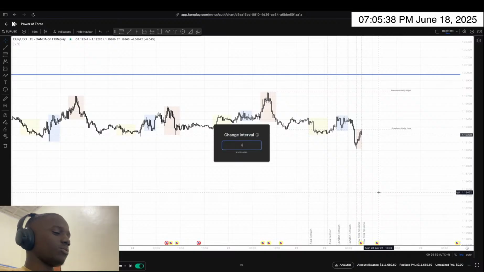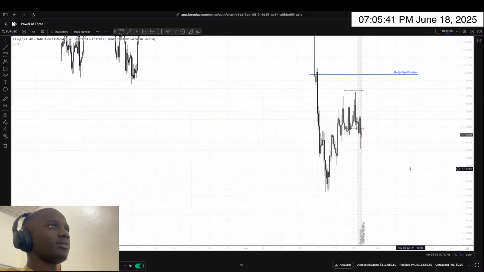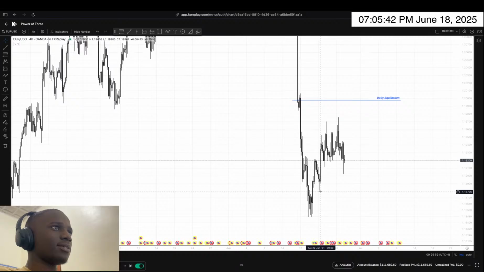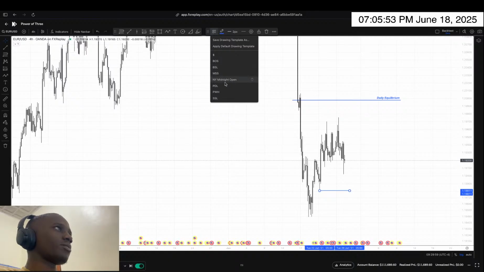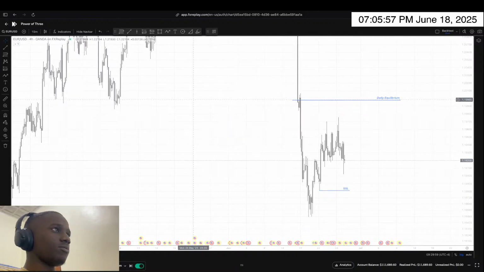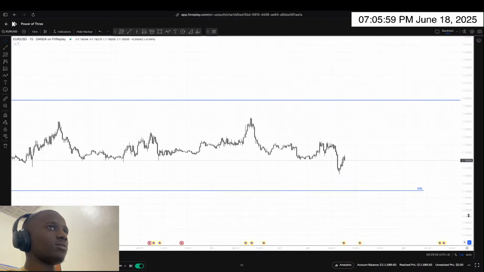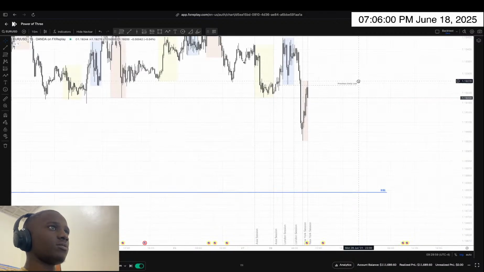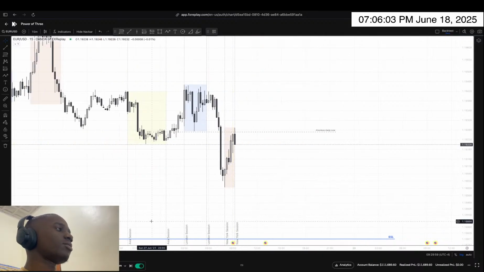So what will our draw on liquidity be? Probably like this high, this low, or this low. Take pressures on this one and we target this one. With this one becoming sell-side liquidity. Okay, I'd like to go to the 15. Will be a kind of short trade.